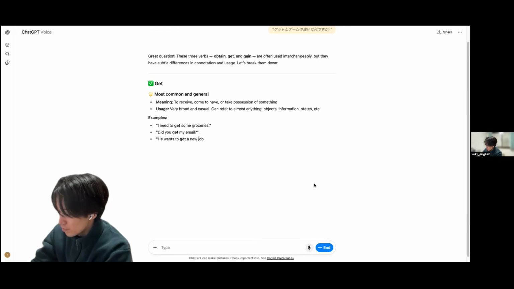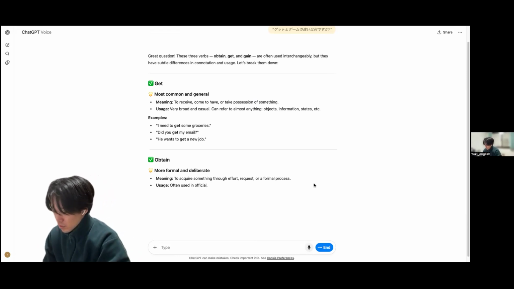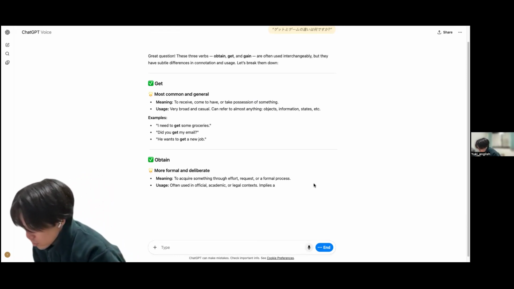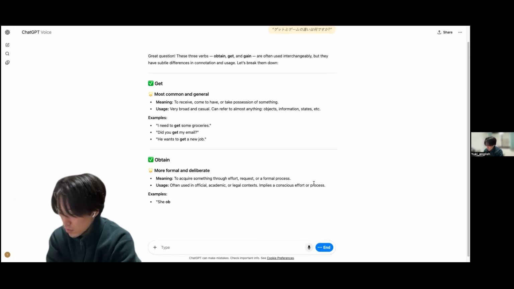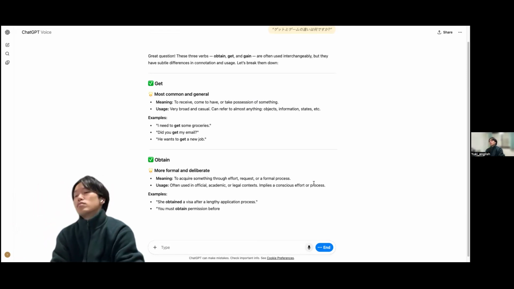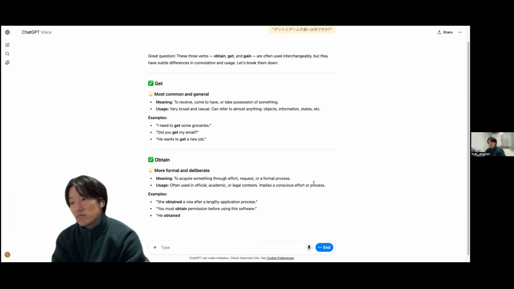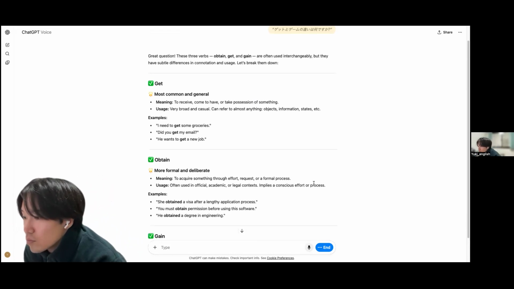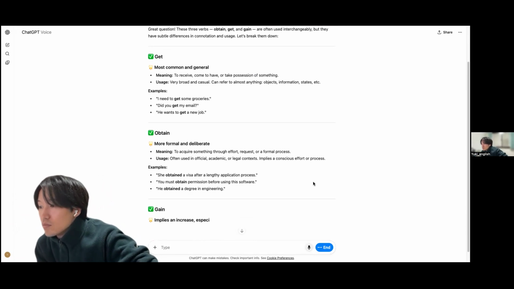I need to get some groceries. Did you get my email? He wants to get a new job. Obtain: more formal and deliberate, to acquire something through effort, request, or a formal process. Often used in official, academic, or legal contexts, implies a conscious effort or process. She obtained a visa after a lengthy application process. You must obtain permission before using this software. He obtained a degree in engineering.